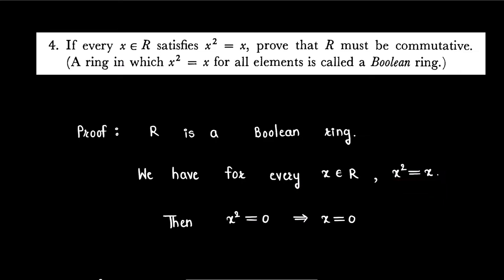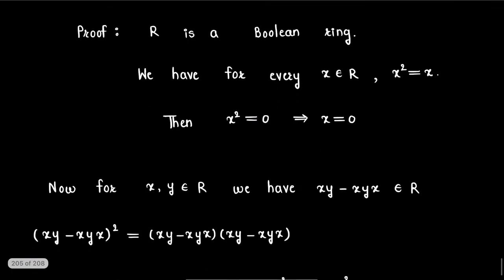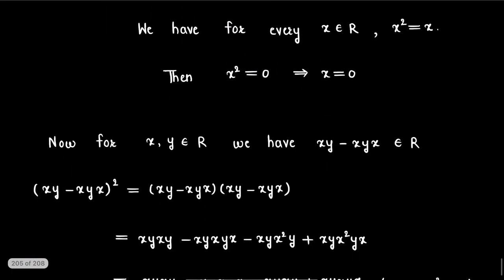Now note that if x square is equal to x for all x in R, and if we consider x square is equal to 0, then we must have x is equal to 0, that is, the additive identity of ring R. Now for any two elements, say x, y in R, we have xy minus xyx is an element in ring R, since R is a ring. So using properties of a ring, this will again be some element in ring R.